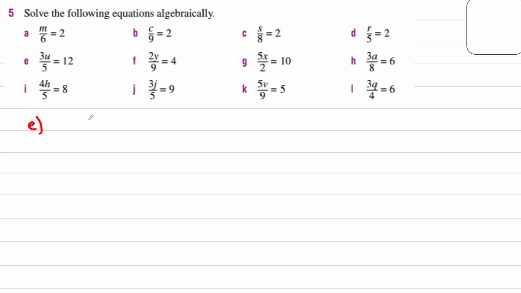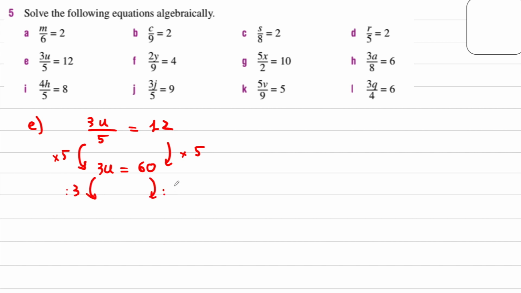Question E, we have 3u over 5 equals 12. The first step, multiply 5, and the right also be multiply 5. 3u equals 60. And after that, you got here divide by 3. This is divide by 3. This is u, and this one is 20.